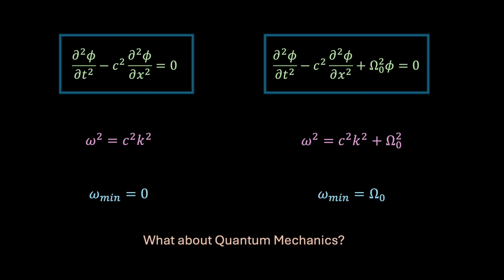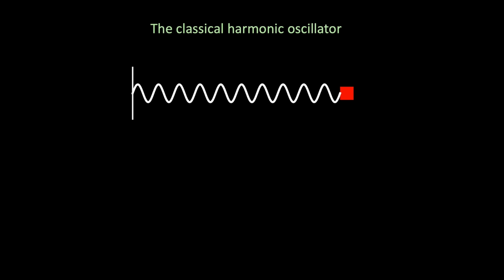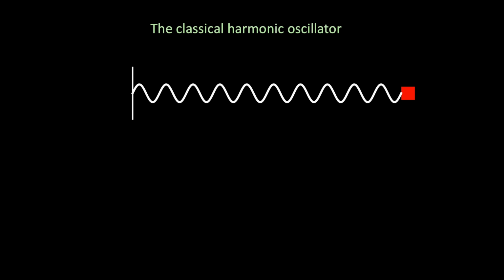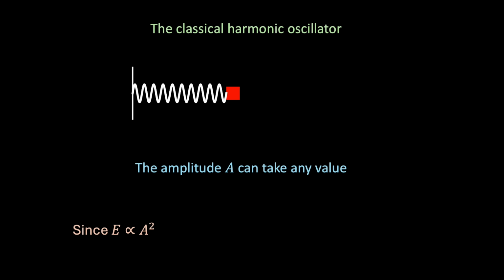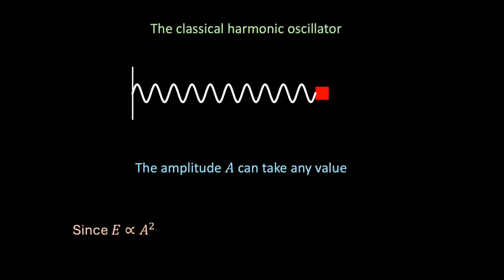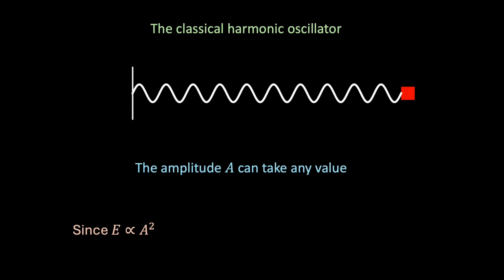But what about quantum mechanics? After all, we live in a quantum mechanical universe, so how does this picture change when we bring quantum mechanics into the story? So far, we've only discussed the classical harmonic oscillator, such as the mass on a spring, and we've already seen that in such a classical system, the amplitude can vary continuously and take any value, and since the total energy of such an oscillator is proportional to the amplitude squared, it follows that the energy can also vary smoothly and take any value.